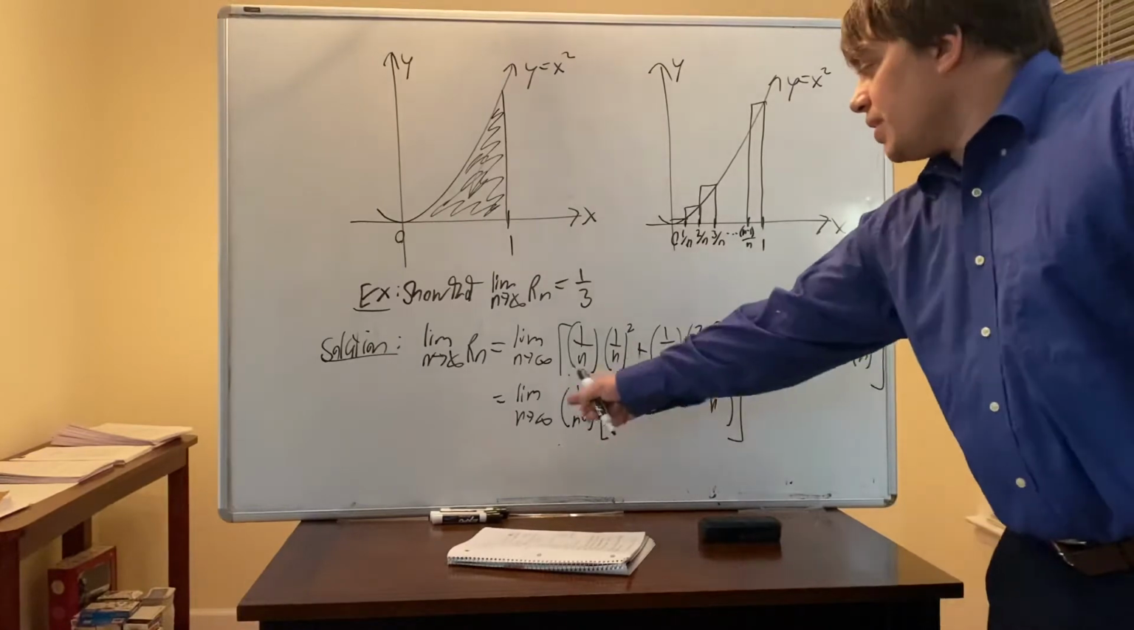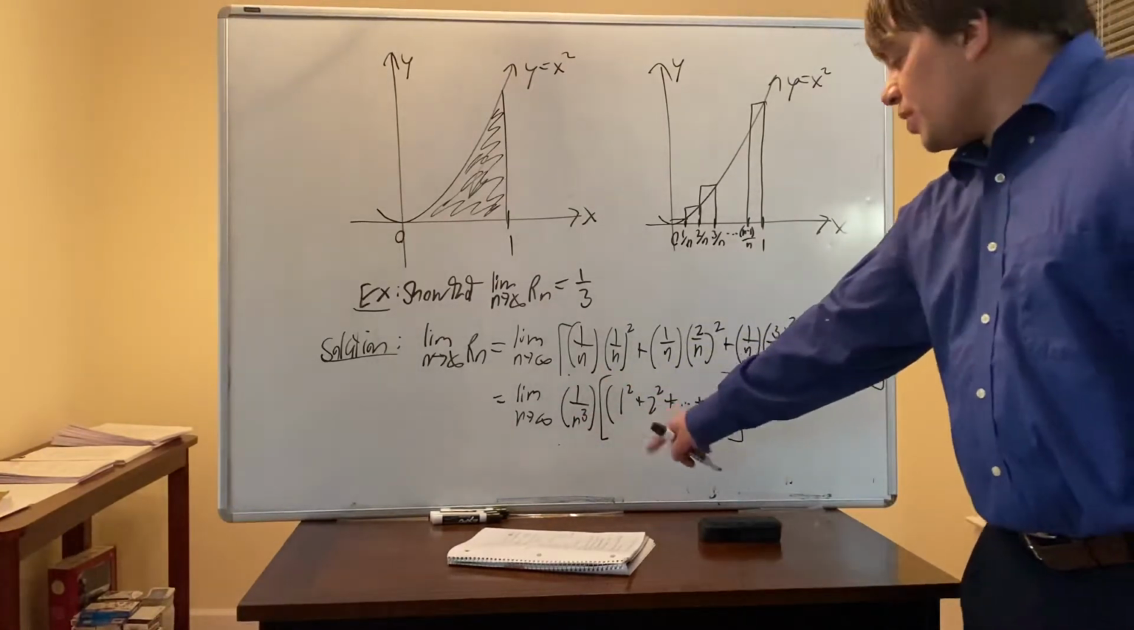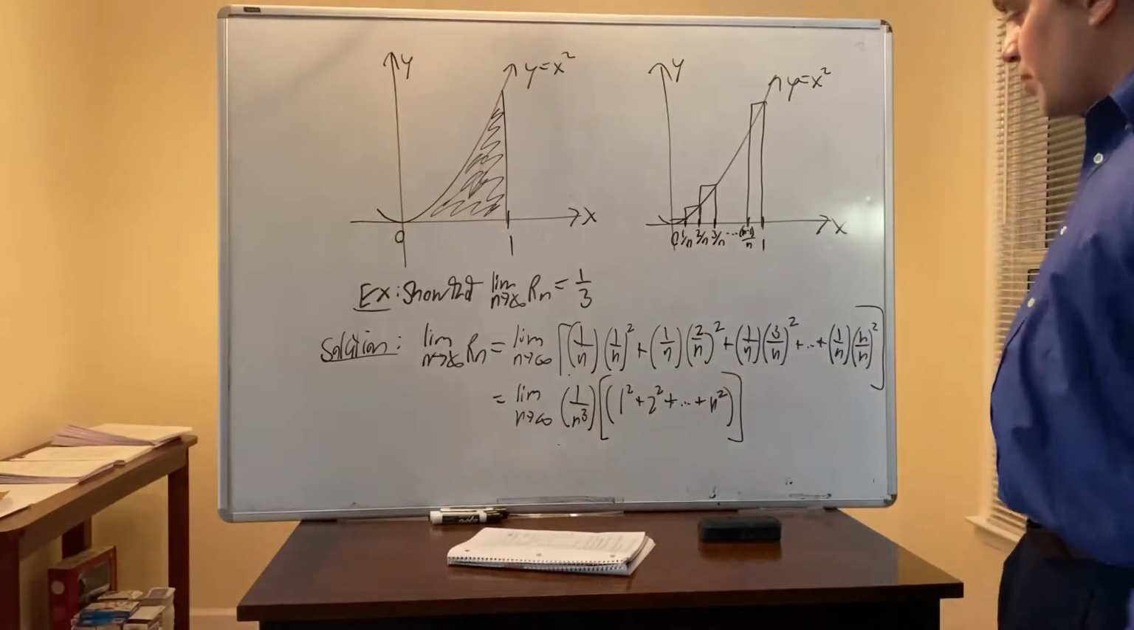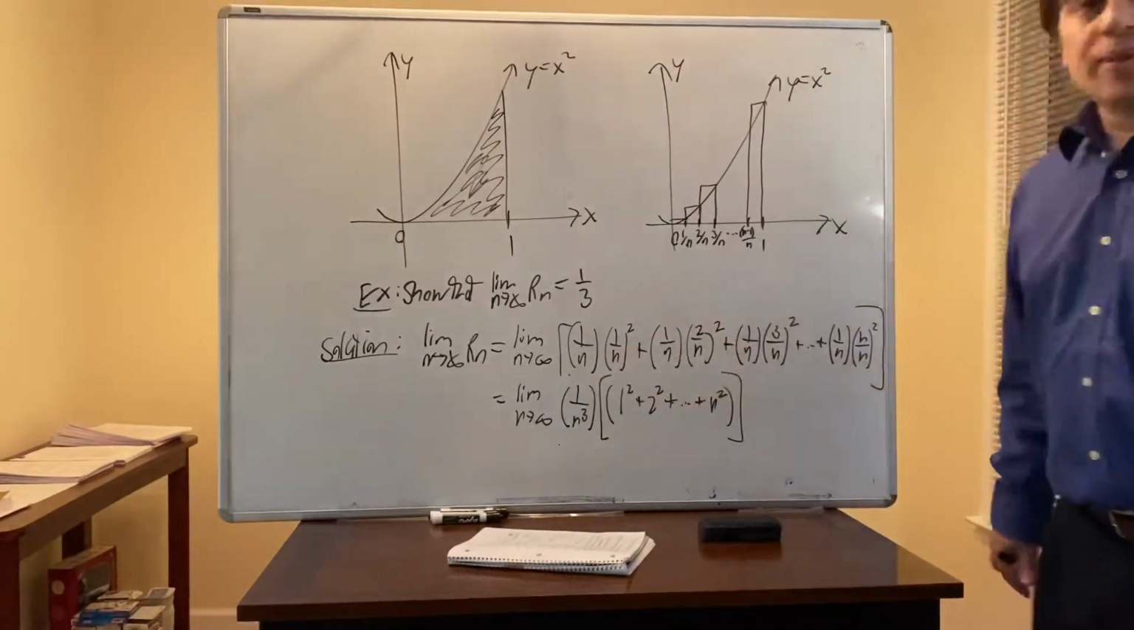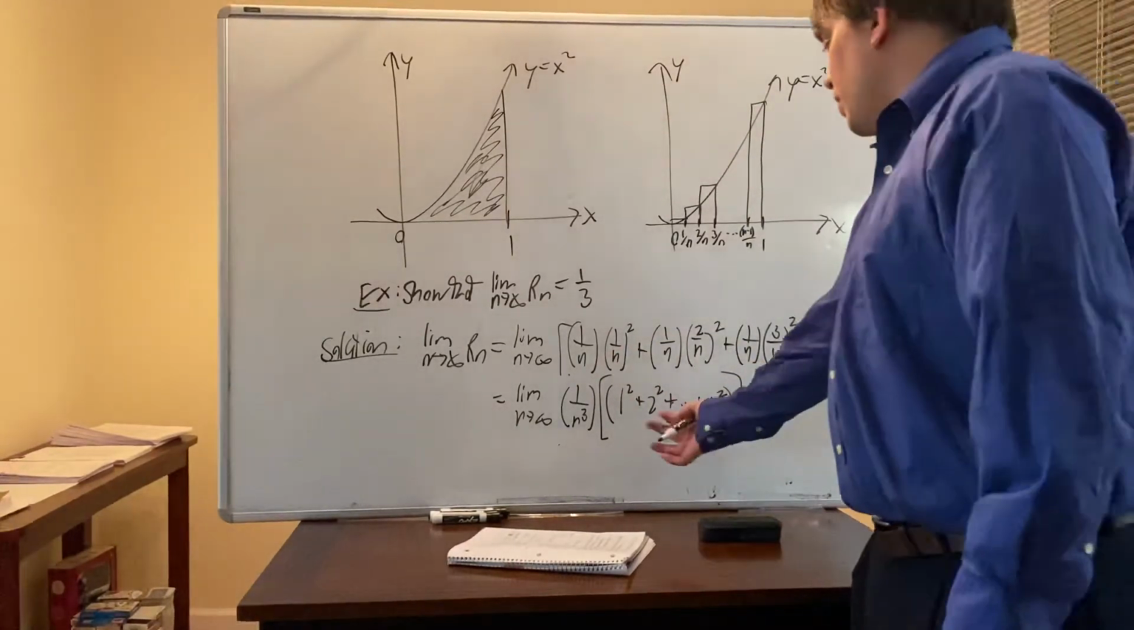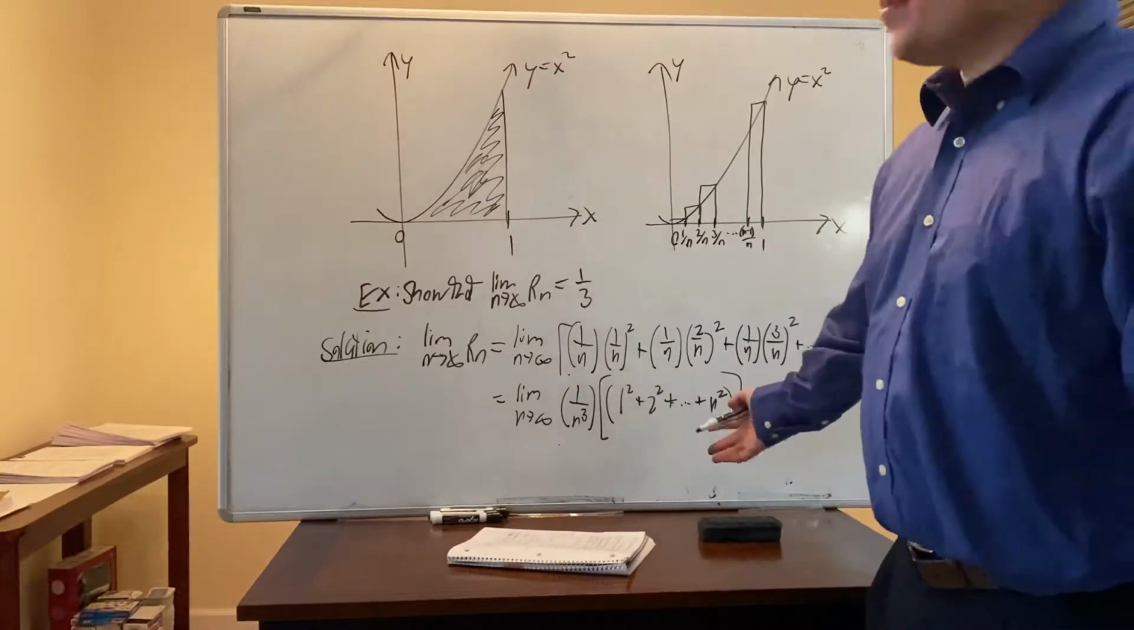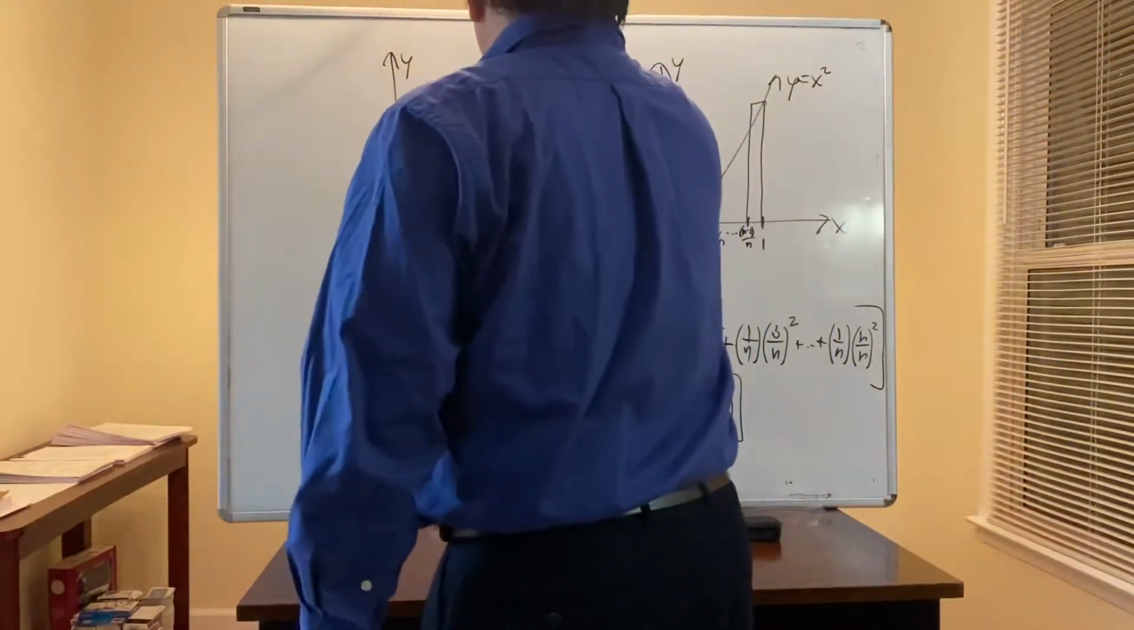So now we have the limit as n approaches infinity of 1 over n cubed times the sum 1 squared plus 2 squared plus dot dot dot plus n squared, right? I factored out the 1 over n cubed from each term and got that. Right, so now we need to find the sum of the squares from 1 to n. And so there's a formula that will help us with that.